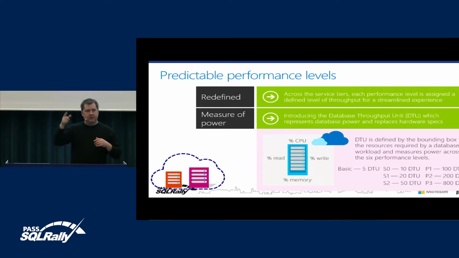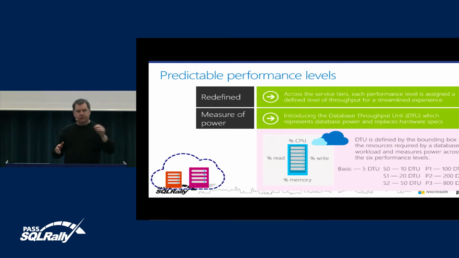But in this environment, we have what's called a database throughput unit. This is guaranteed performance. When I create a database and I pick a specific service level, then I know I'm going to get that performance, guaranteed, day after day after day, right? And we'll talk about scalability in a second, but this is how we guarantee the performance. Because if I'm putting my database in the cloud, I want security, I want performance, the two big things, right? I want to know that my queries are going to run the same today and tomorrow and the next day, right? That's what I want as a developer and a DBA. I don't have to worry.